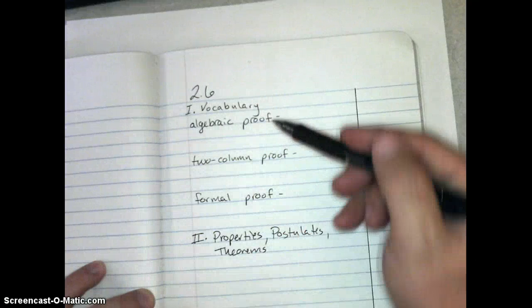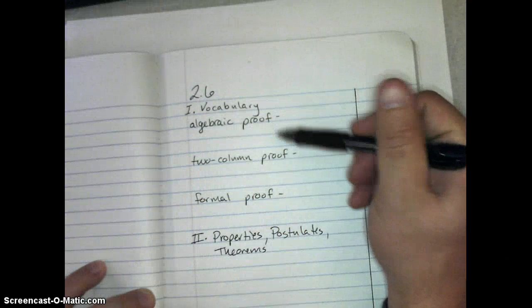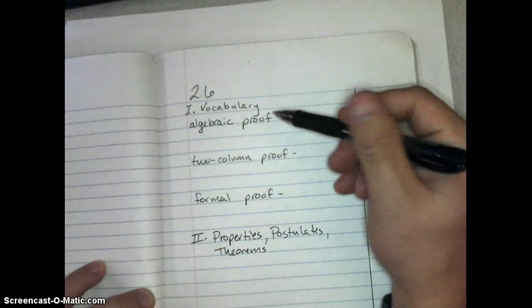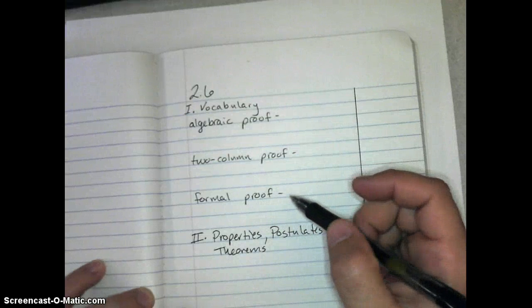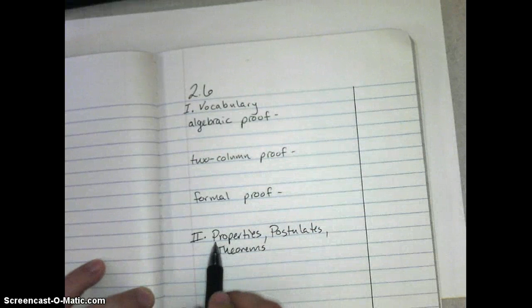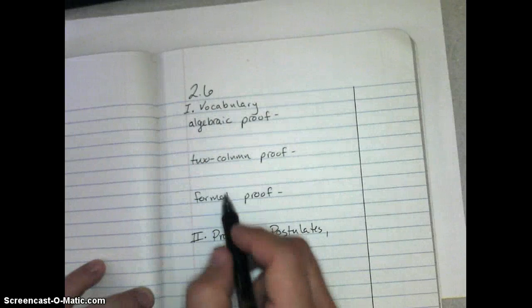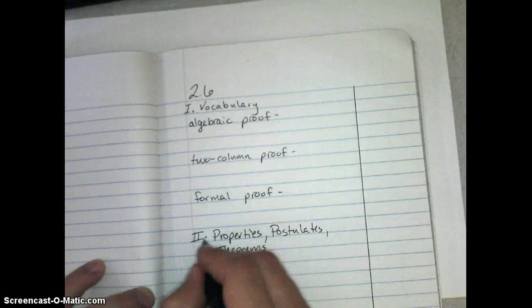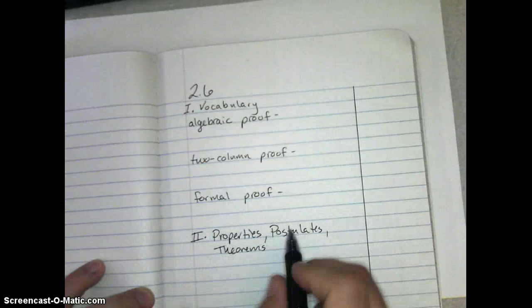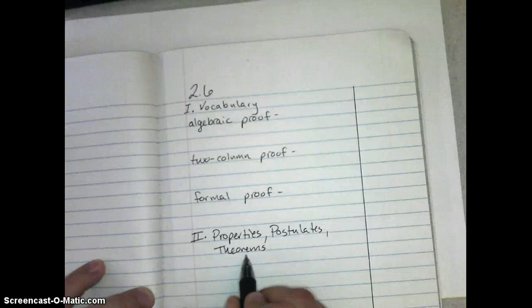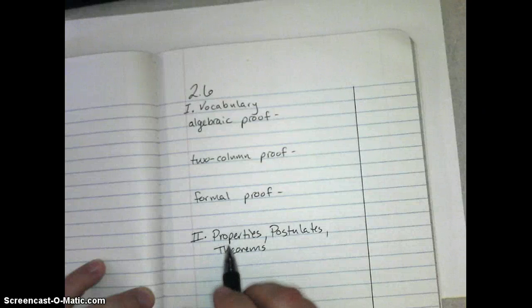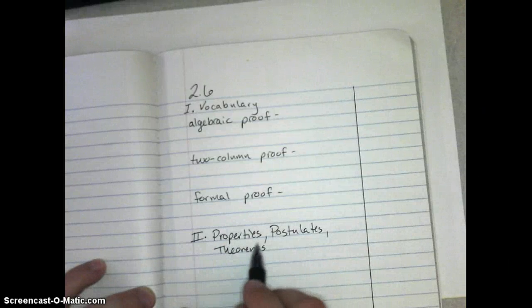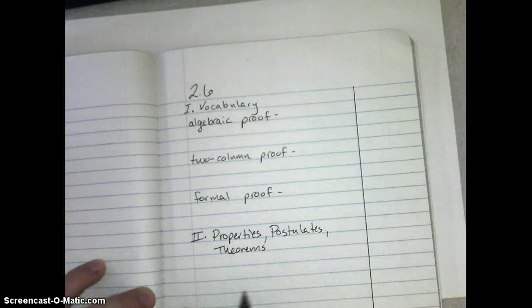In your vocab notebook you should have done lesson 2.6 and have written down these three vocabulary terms. After that we have some special vocab that are called properties in this lesson. So after you've done these three vocab terms under Roman numeral 1 vocabulary, underneath that I want you to put Roman numeral 2, and I want you to write properties, postulates, and theorems. And we are going to fill in those vocabulary terms in this spot.